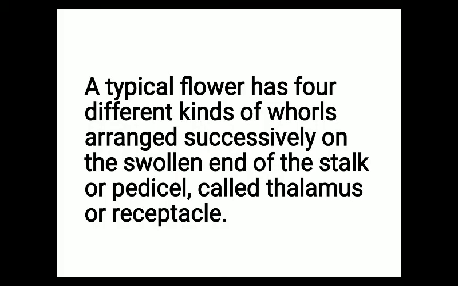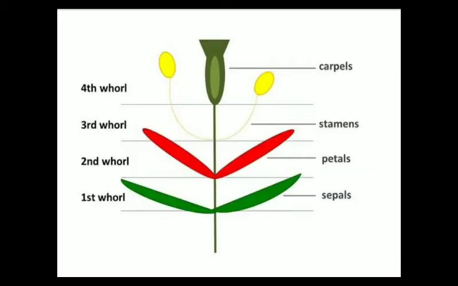Now a typical flower has four different kinds of whorls arranged successively on the swollen end of the stalk or pedicel, called thalamus or receptacle. These floral appendages arise from these four different whorls. On the outermost whorl the sepals are present, just inner to the sepals the petals are present at the second whorl, just inner to the petals on the third whorl the stamens are present, and the innermost whorl is occupied by the carpels. So these floral appendages are arranged in a whorl-like manner.